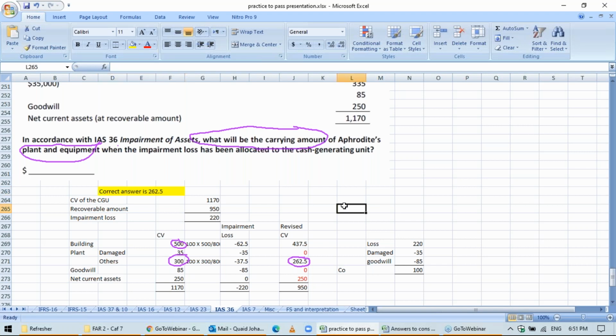Okay, so that's the end of our impairment chapter. The remaining questions in this section of IAS 36 you can try yourself. Now let's move on to IAS 37. And after a few questions of IAS 37, we'll be moving on to consolidation and interpretation of financial statements. So let's move on. If anyone wants to copy or note this down, I'm waiting for a minute.